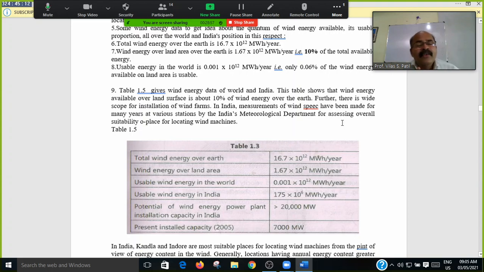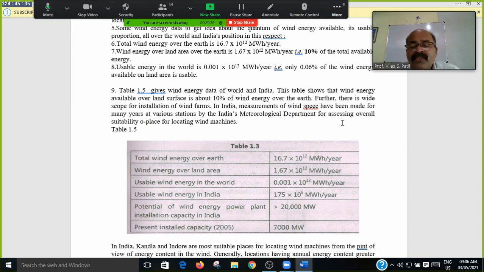That is, the wind table gives the wind energy data of the world and India, and this table shows that the wind energy available over the land surface is about 10% of the wind energy over the earth, and further there is wide scope of installation of the wind farm in India.